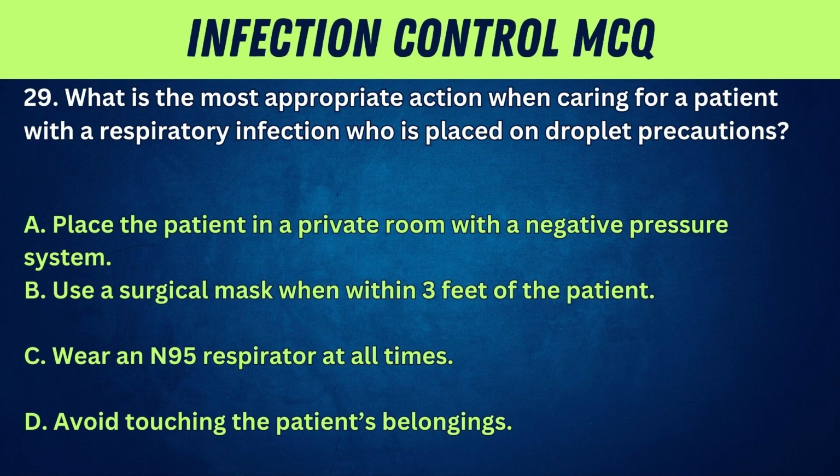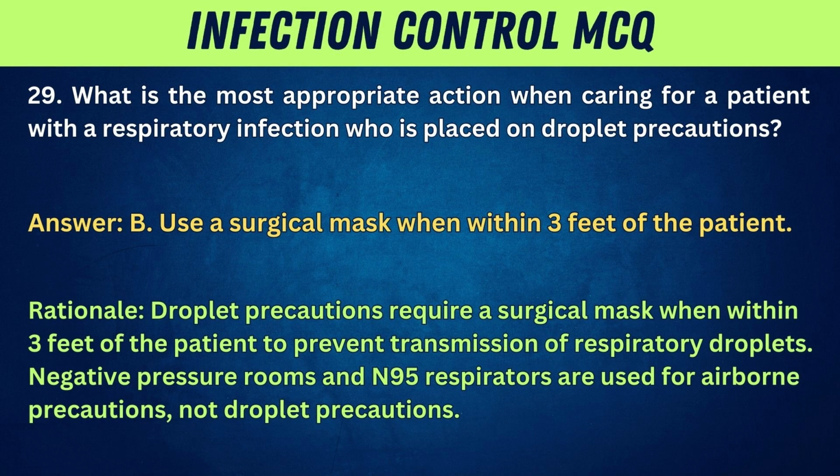29. What is the most appropriate action when caring for a patient with a respiratory infection who is placed on droplet precautions? A. Place the patient in a private room with a negative pressure system. B. Use a surgical mask when within 3 feet of the patient. C. Wear an N95 respirator at all times. D. Avoid touching the patient's belongings. Answer: B. Rationale: droplet precautions require a surgical mask when within 3 feet of the patient to prevent transmission of respiratory droplets. Negative pressure rooms and N95 respirators are used for airborne precautions, not droplet precautions.